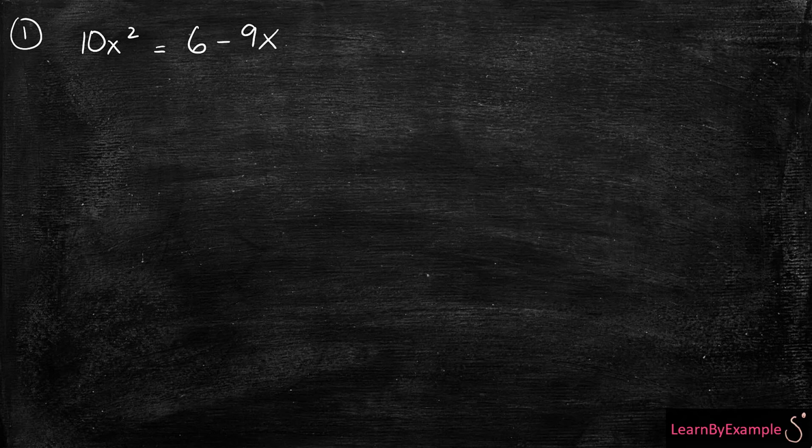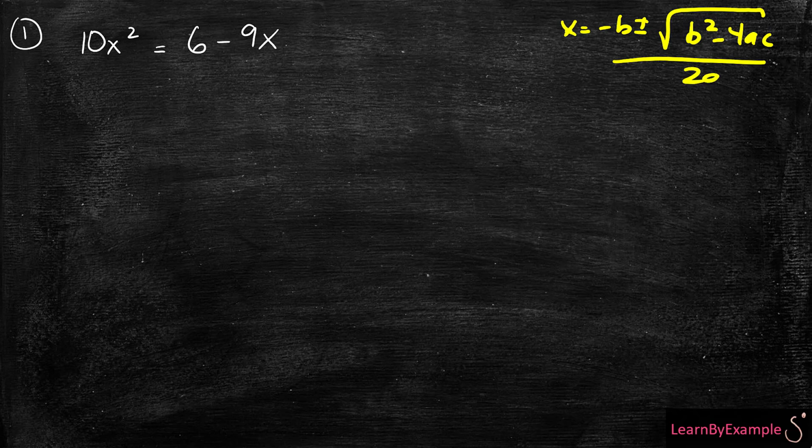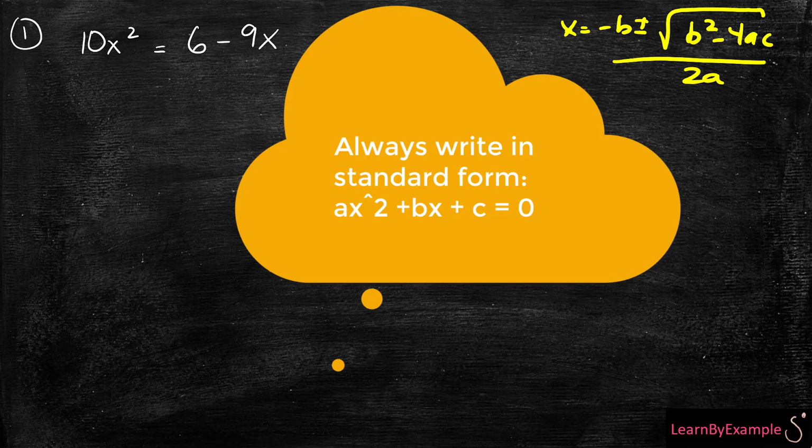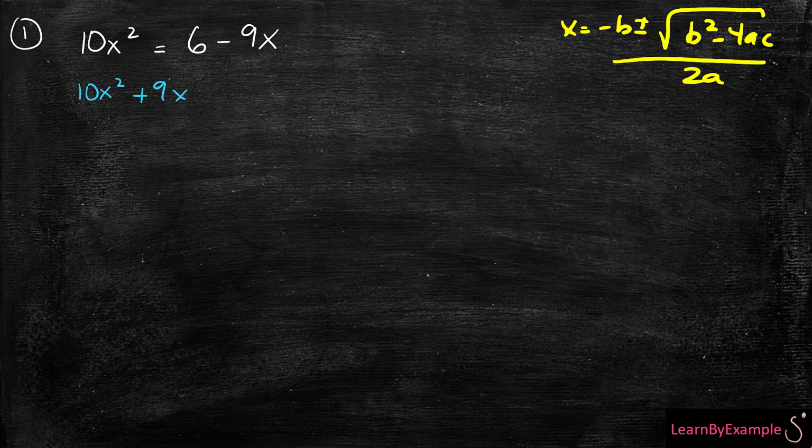So let's say you're given 10x squared is equal to 6 minus 9x. Remember that the formula is x is equal to minus b plus or minus the root of b squared minus 4ac, over 2a. The first thing you want to do is rearrange it. So we move everything over, and when you move it over, the sign switches. So that became a positive, and the 6 became a minus 6.